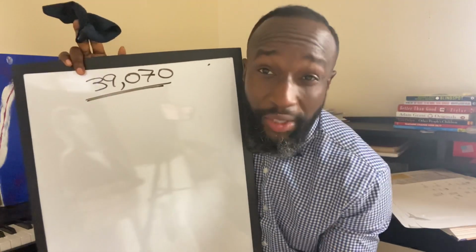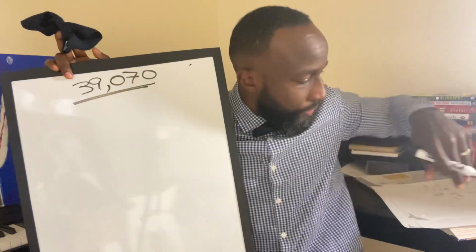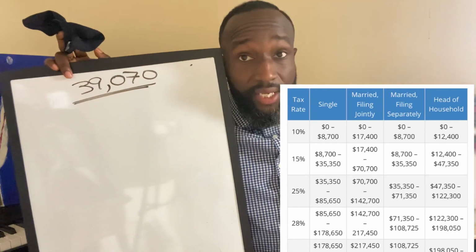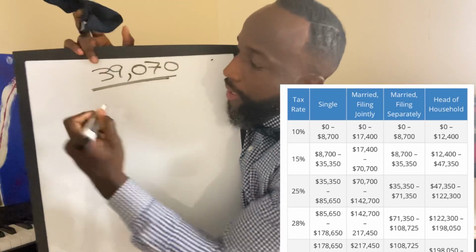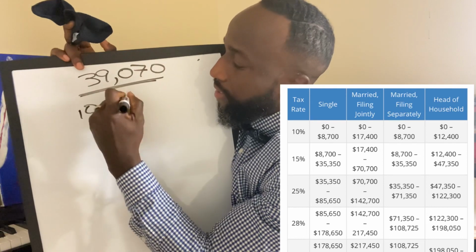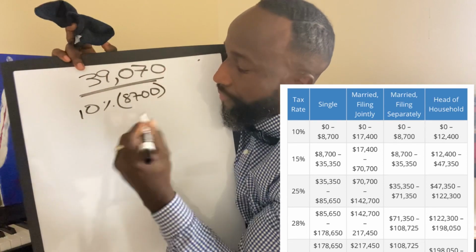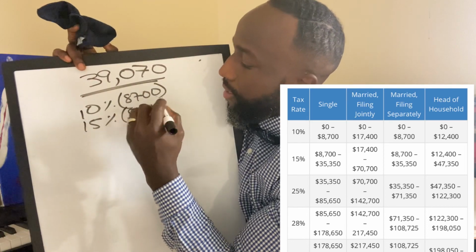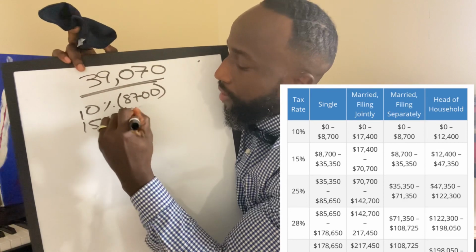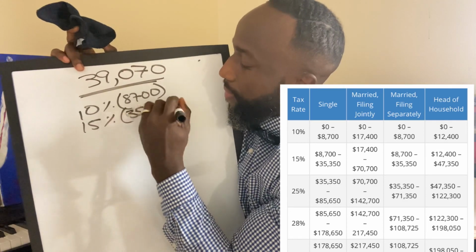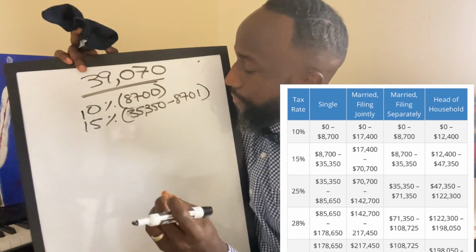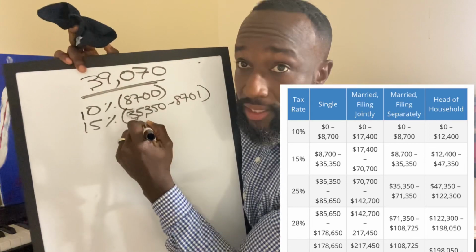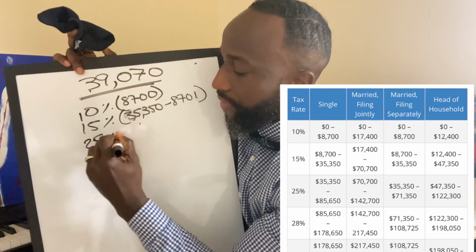Now, how much is he going to pay in income taxes? Let's look at it, all right? $39,000, once again, falls in that 25% range, right? So the first 10% is his 8,700, right? The second 15% is, again, that 8,701, and well, let's write it correctly: 35,350 minus 8,701, right? And 39,000 is bigger than 35,000, so he's going to have to pay in that 25% bracket again.